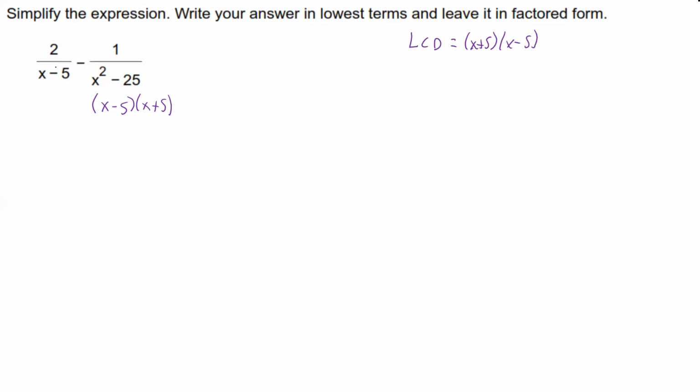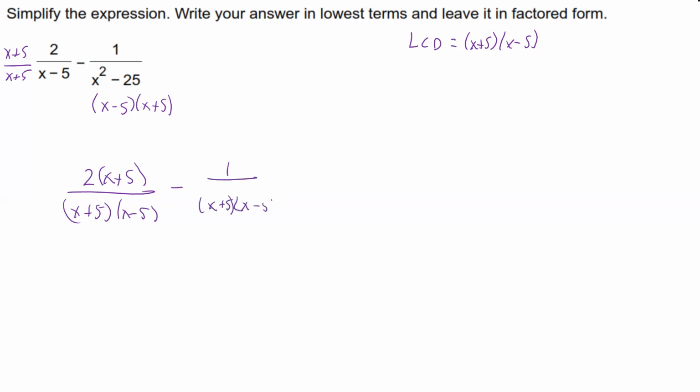So what does that mean? We're going to have to multiply this one by x plus 5 over x plus 5. So when we do that, we'll have 2 times x plus 5 over x plus 5, x minus 5, and then minus 1 over x plus 5, x minus 5. Okay. Now to simplify, we're going to have to distribute. So that's going to be what? A 2x plus 10. And then let's just go ahead and put it all on top. And then minus 1 all over x plus 5, x minus 5.